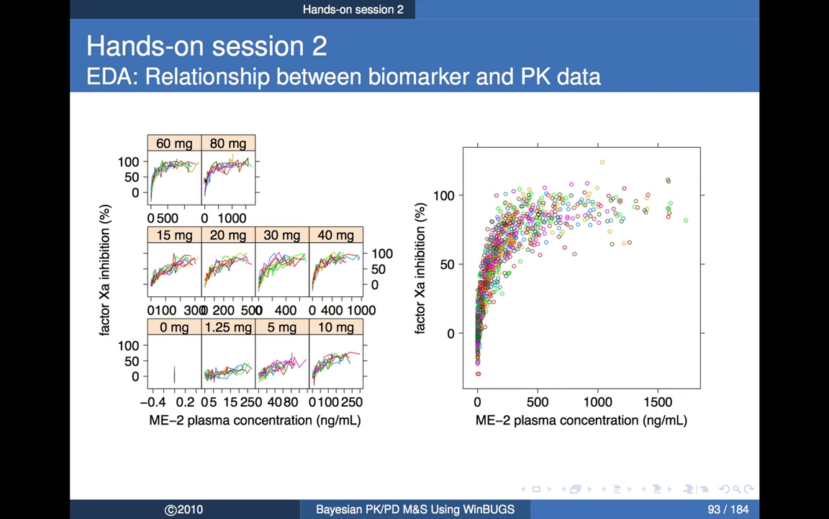Just quickly jump through the data. This is the way you're going to be viewing the data here. We've got factor 10A inhibition plotted versus the plasma drug concentration, and the spaghetti plots here correspond to each one of the individuals and each one of these panels to the different dose groups. So these are the data we're going to be modeling, such that when we're done with our model, we will have in effect modeled the concentration effect relationships for each one of these individuals. They'll share a common structural model, but with some inter-patient variability.